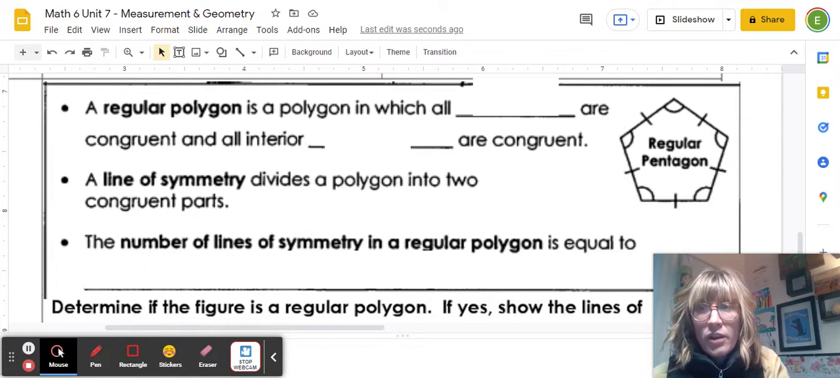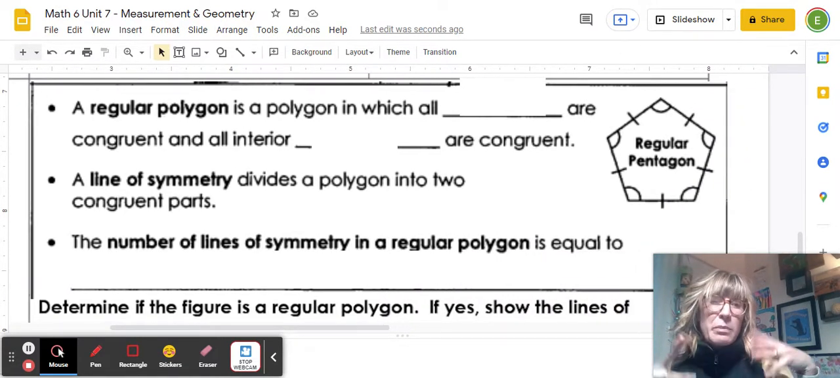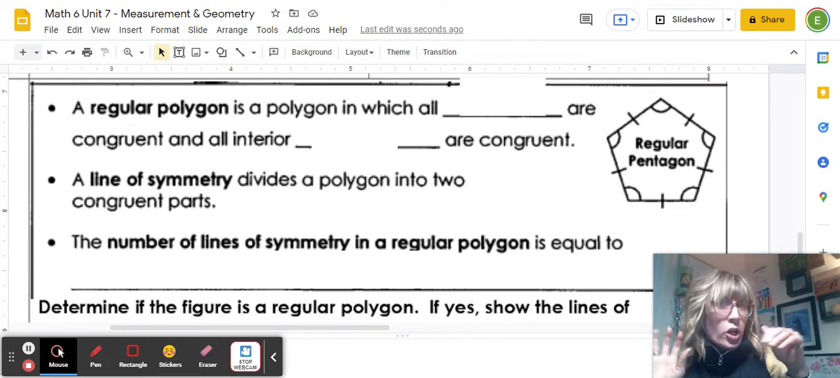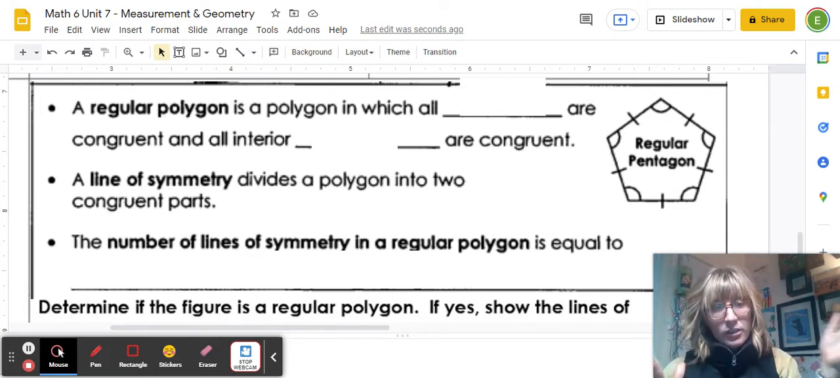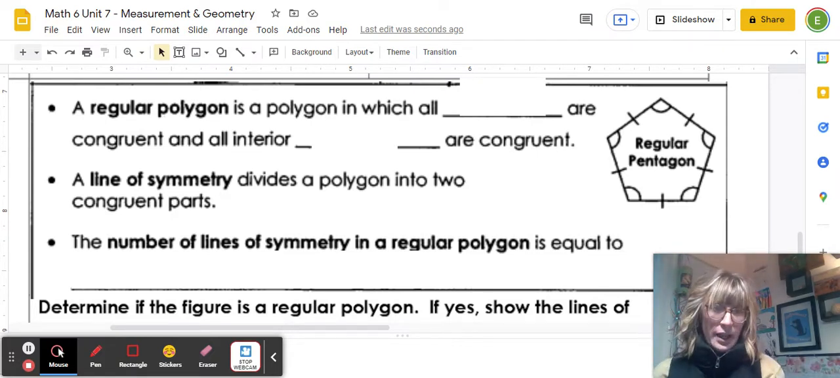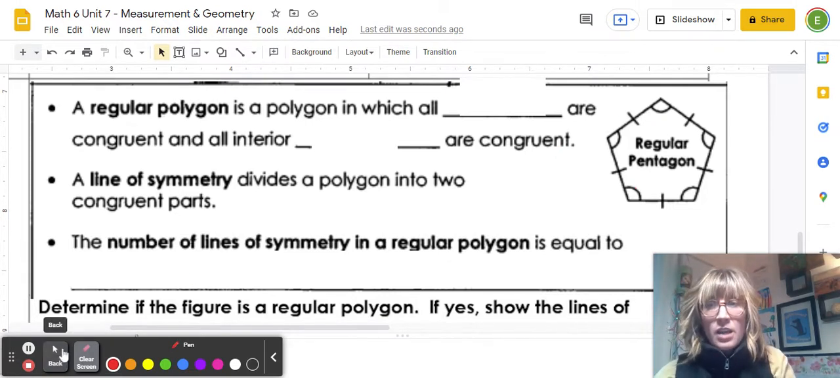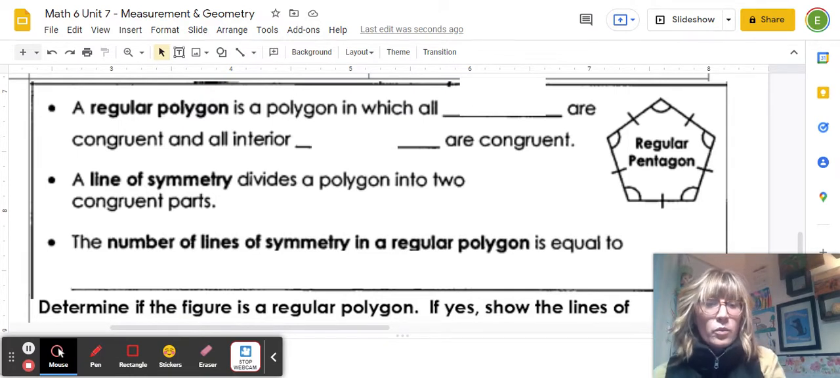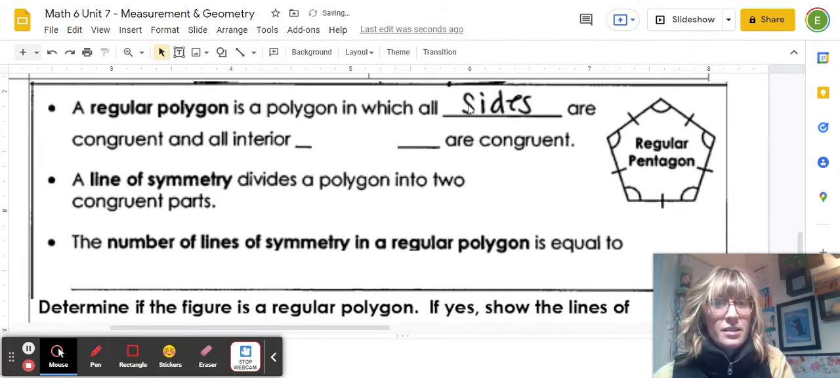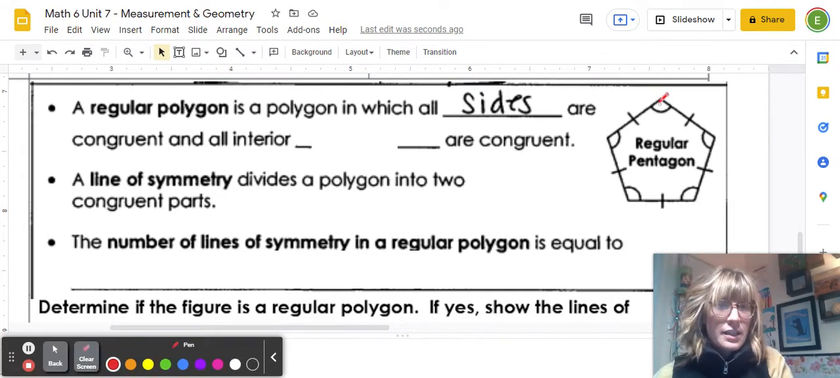So in a regular polygon, there's a few rules that must be true. It must meet all those constraints in order to be a regular polygon and not just any old polygon. Here's an example over here of this 1, 2, 3, 4, 5-sided shape. So this is a regular pentagon. It's regular because in a regular polygon, all of the sides are congruent. So that means that every single side is the exact same length.